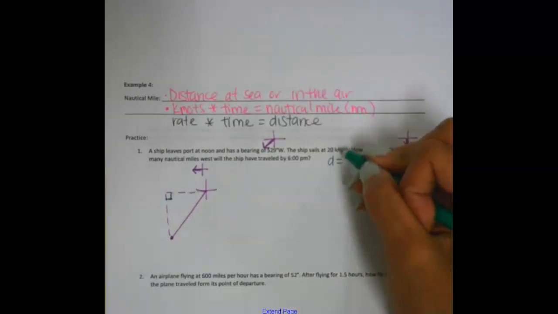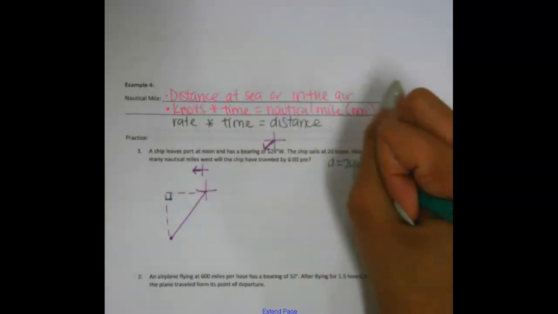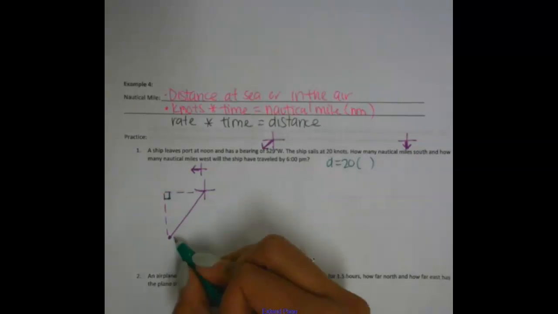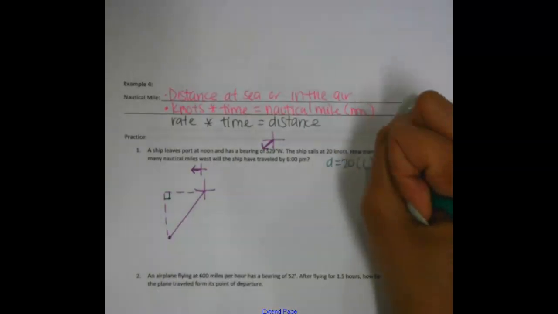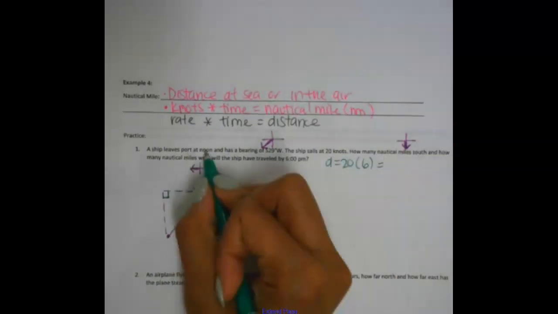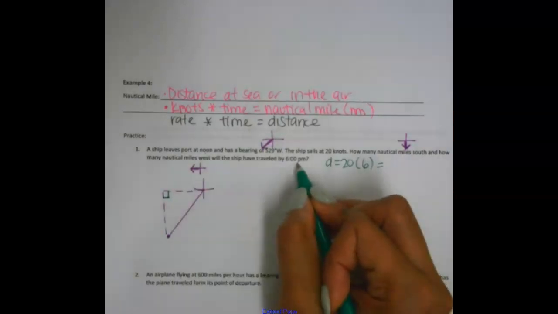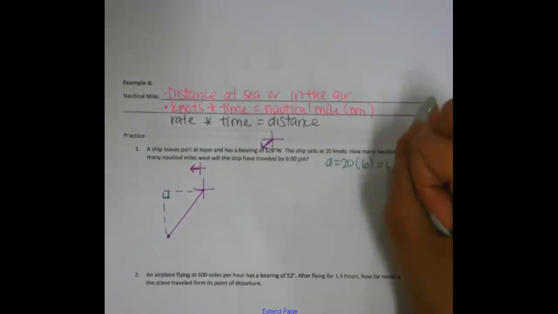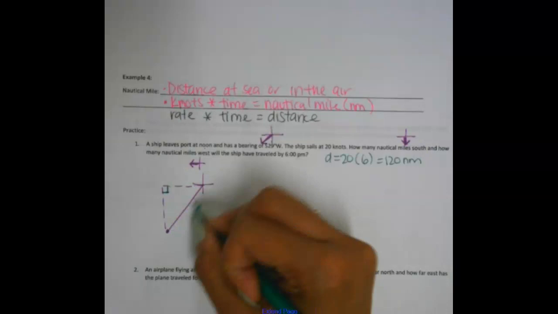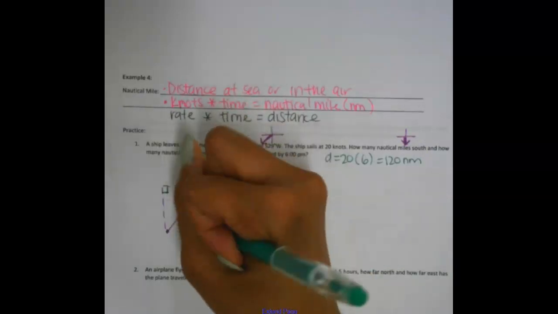If 20 knots is your rate, what's the time? How long did it take them to get that far where I just drew my little purple dot? 6 hours. How'd you get 6 hours? Noon is 12, and you're ending at 6. So that's 6 hours in between. That noon was extremely important. And then you're just going to multiply, 120 nautical miles. So this distance along here, the hypotenuse really, is 120 nautical miles.